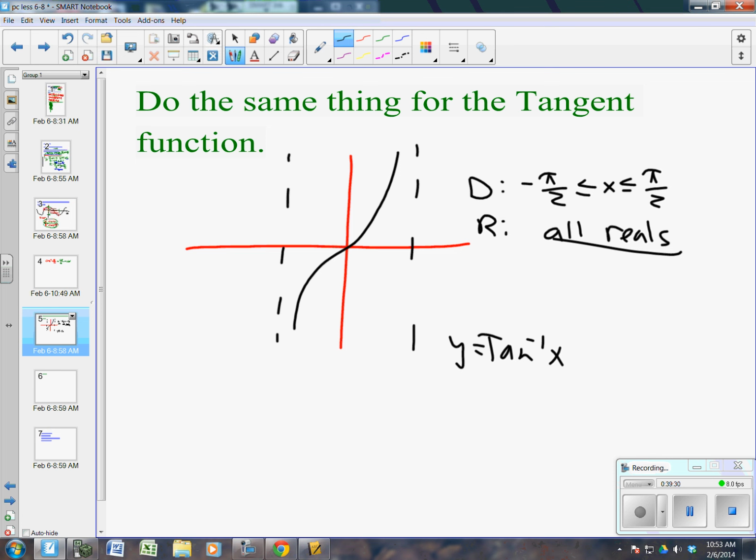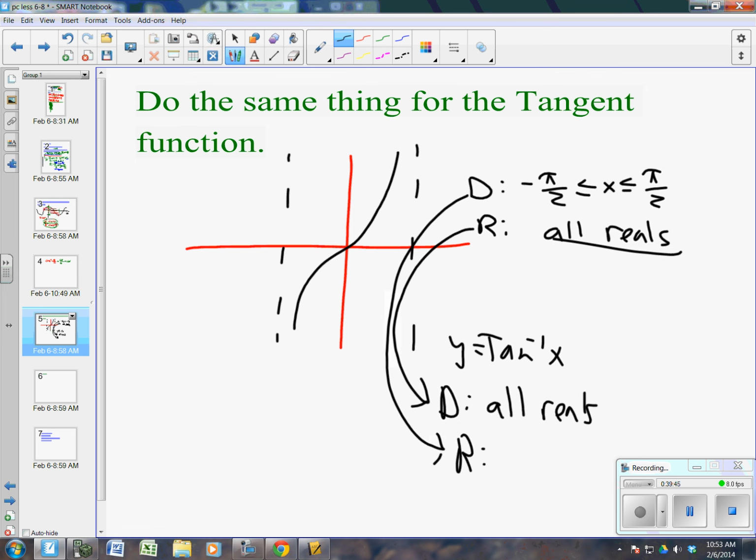So y equals tangent inverse of x. What's the domain going to be, you guys? Keep in mind you switch them. All reals. Remember, the range of this one becomes the domain of this one. And the domain of this one becomes the range of this one. So the range has to be an answer. Your answer has to be between what and what? So the answer to an inverse function has to be between negative 90 degrees and positive 90 degrees. It has to be like a sine. It has to be in the first and fourth quadrant, the negative fourth quadrant.